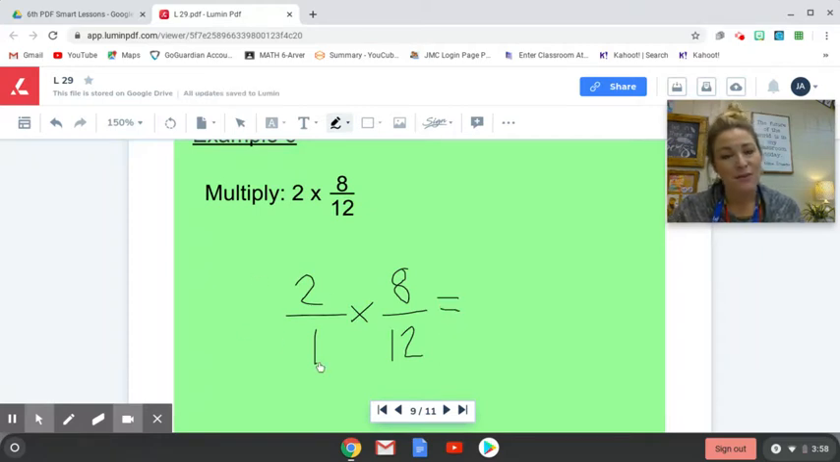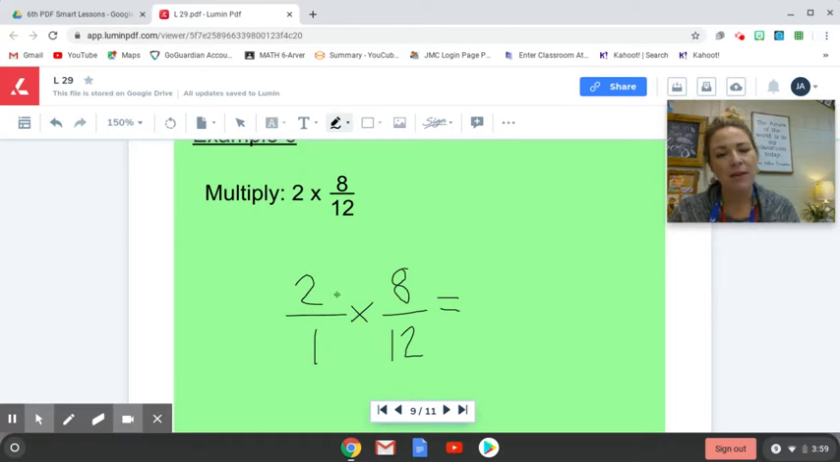We have 2, or 2 over 1, times 8/12. I'm going to look right away. Not that I can't do multiples of 12, but just to make for easier math, I'm going to look and see if I can cross-reduce it all. So looking here first at my 1 and my 8, if one of my numbers is 1, I never can reduce further than that. So that's untouchable. I can't do anything with those.